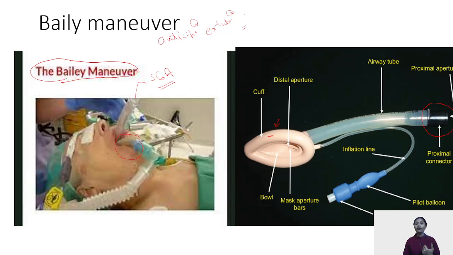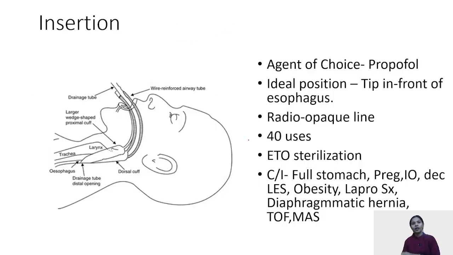You have an inflation line for inflating this cuff with air, a pilot balloon, and a spring loaded one way valve is present. Then you have the apertures for the ventilation, and in LMAs where you have a drain tube also attached along with, you have an orifice which opens into the esophageal opening. Now this is the basic structure of any LMA. Coming to the insertion of the LMA.